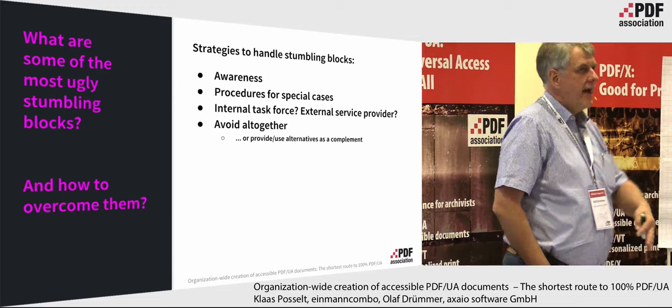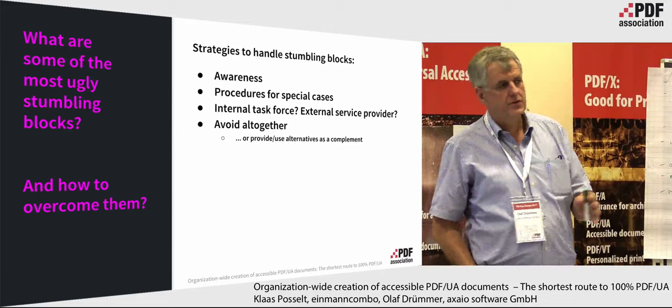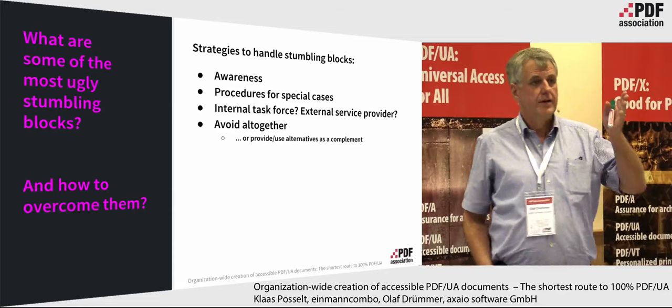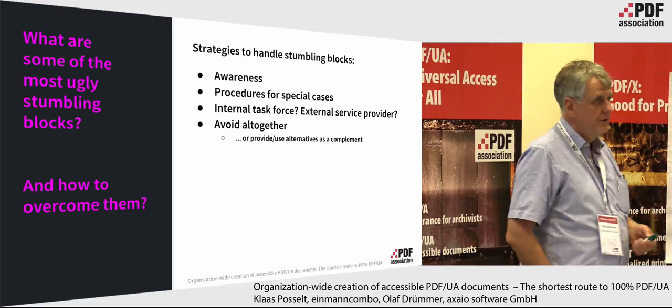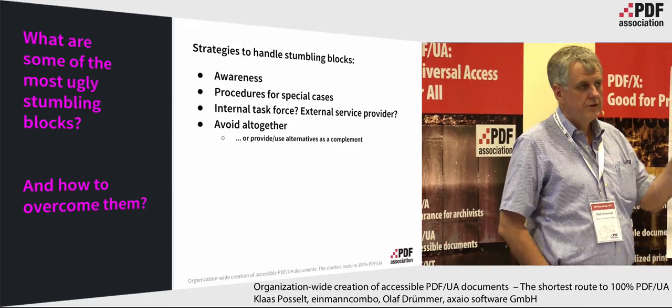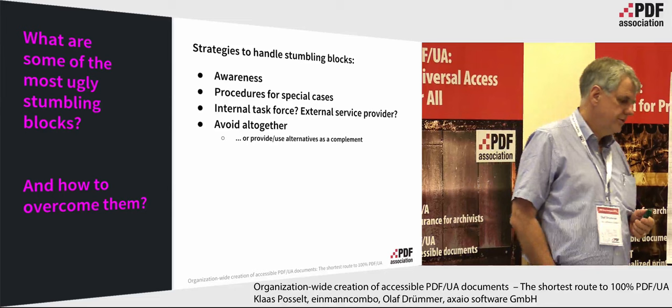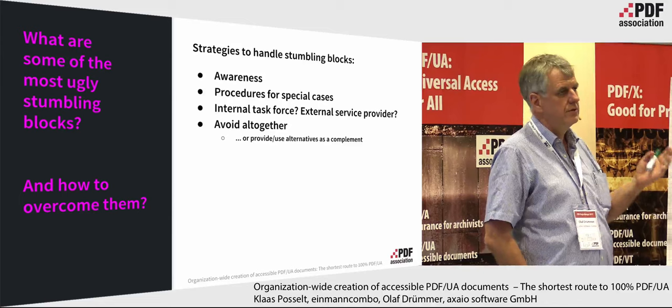So what can you do about these extra difficult problems, regardless of what decisions you take in your organization? I think one is you have to have awareness. You can't ask your secretary to just make every document they create accessible and leave her alone with that task. So you have to have procedures for that. She may have an option to call somebody who helps her, or she's entitled to send it over to an outsourced service provider or something else. You may have an internal task force to do this. Or if it's really too tough, provide some alternative ways of doing this.